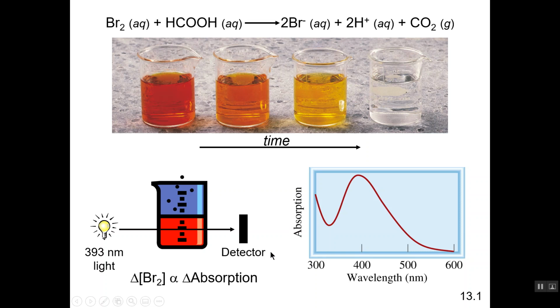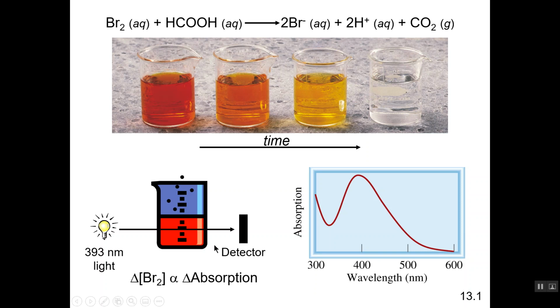Actually, it's an ultraviolet spectral photometer, which is used to detect light of a particular radiation, in this case, light of a particular wavelength. In this case, the light has a wavelength of 393 nanometers. So the way we use this instrument is that we set it such that it only detects that wavelength of light for bromine, because bromine absorbs specifically that wavelength of light.